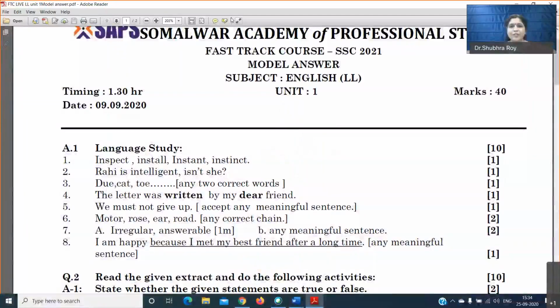Interaction session of the first test based on Unit 1. As you all know, Activity 1 is based on language study. The whole language study carries 8 sentences, and those 8 sentences have been given 10 marks. The last 2 sentences carry 2 marks each. The rest of the sentences carry 1 mark.